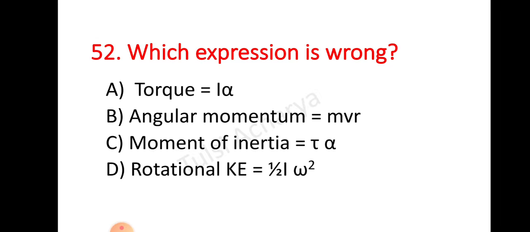Now let's move to question number 52. Which expression is wrong? If we see here, torque is I alpha, that is correct. Angular momentum, last alphabet of angular is R and last two alphabet of momentum are M and V. So M, V and R, this all last terms will give us angular momentum. This is also correct. Rotational kinetic energy K is equal to half I omega square. This is also correct. Option choice C is wrong. Moment of inertia is equal to tau times I is wrong. In fact, tau is equal to I times alpha.